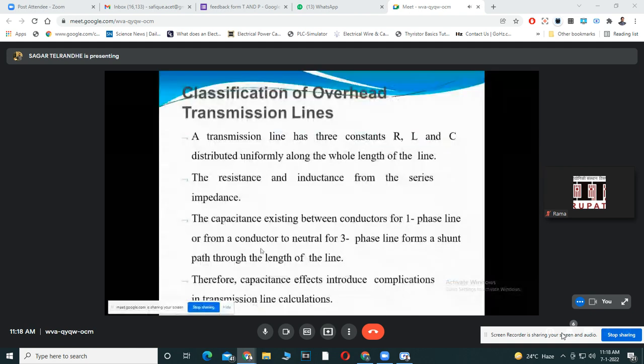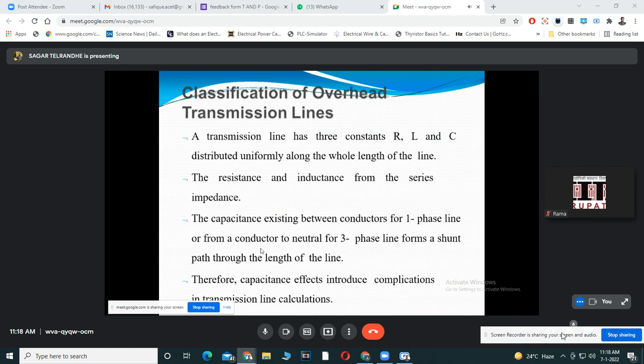So, the classification of transmission lines. A transmission line has three constants, as I have discussed before: a transmission line is resistive in nature, as well as inductive in nature, as well as it has a capacitance. A capacitance is developed between the transmission line and ground. Thus, we can say that the whole transmission line consists of resistive, inductive, and capacitive small loads. These resistance, inductance, and capacitance are distributed uniformly along the whole length of the line.